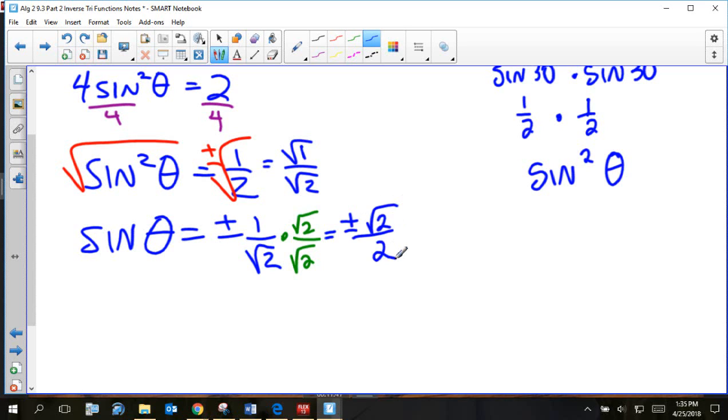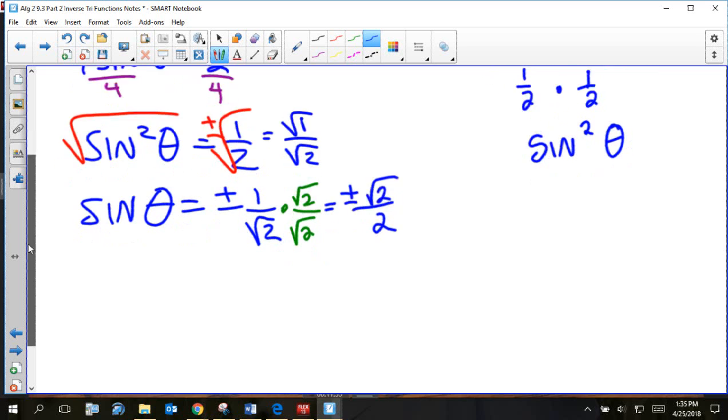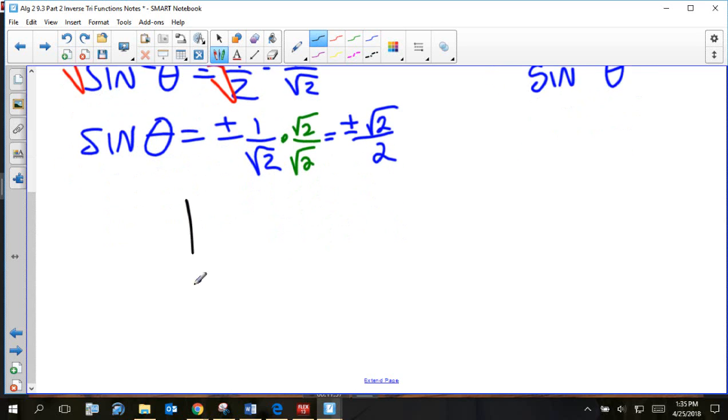So we are trying to find at what theta sine is equal to positive or negative radical 2 over 2. We know that's the reference angle. But remember, we've got positive or negative, so I'm going to draw a picture. Where is sine positive? Top half. So here's 1. Here's 1. And those are 45-degree reference angles.